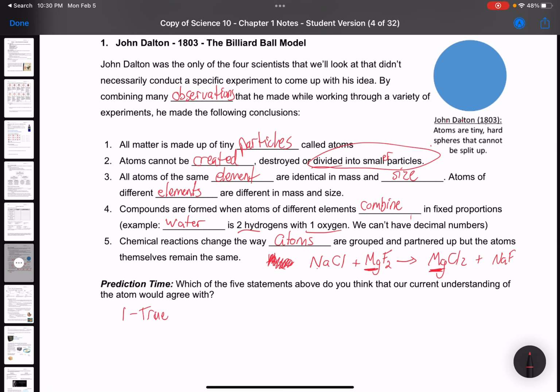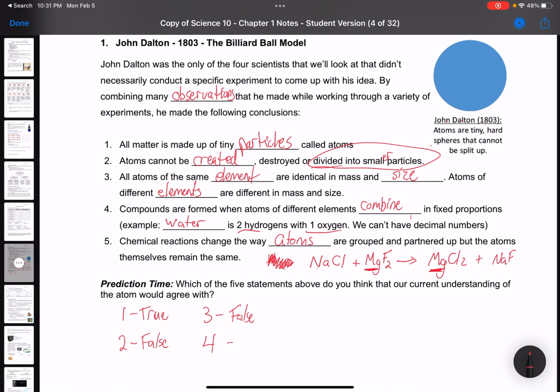Number 2, atoms cannot be created, destroyed, or divided into smaller particles. That is false. And we're going to talk about what those particles are coming up in some of the next scientists. Number 3, all atoms of each element are identical in size and mass. That's also false. And we're going to learn about something called isotopes in a couple days. So an isotope is just the same element, but it has a different mass. And again, we'll get to that more later.